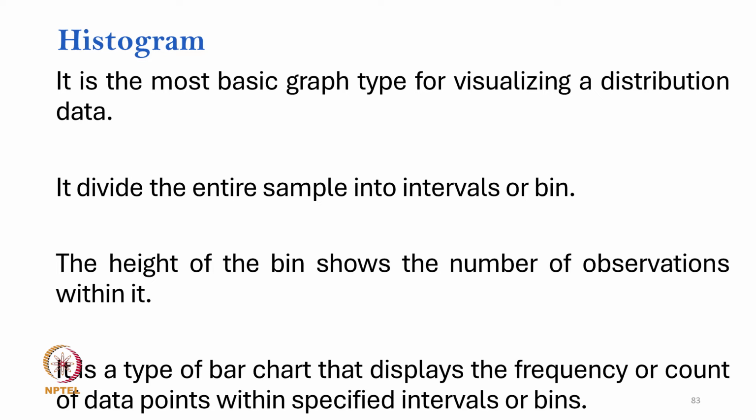Let us look at what is meant by histograms. A histogram is one of the most basic graph types for visualizing a distribution, and it divides the entire sample into intervals, also known as bins. The height of the bin shows the number of observations within it, and it is a type of bar chart that displays the frequency or count of data points within specified intervals or bins.